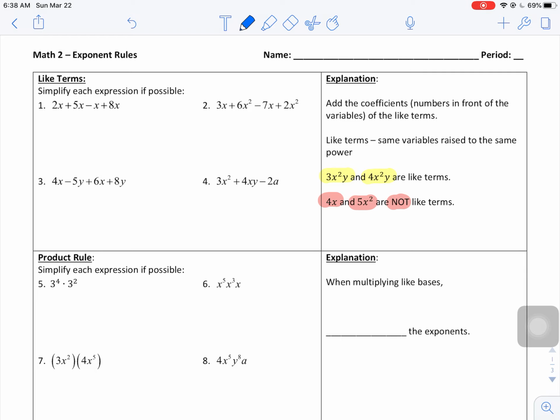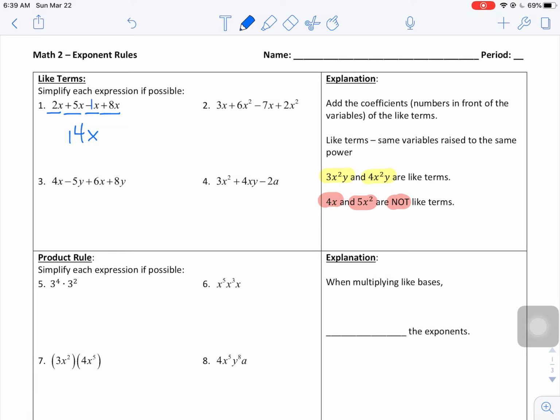So we just want to add up all those coefficients. Keep in mind if you don't see a number in front of a variable, there's a 1 there. So that third term, the negative x, is a negative 1x. So 2 plus 5 is 7, 7 minus 1 is 6, 6 plus 8 is 14. And when you combine like terms, the variable just stays the same.